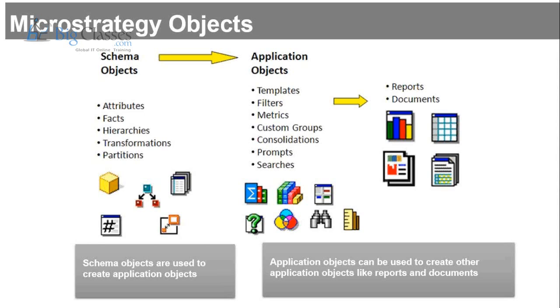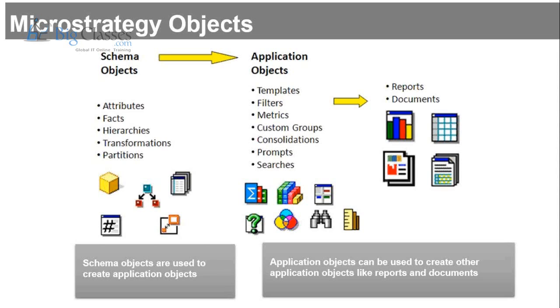Whenever you start working on a MicroStrategy project, the first thing that you're going to do is create all the required schema objects. You have attributes, facts, hierarchies, transformations, importing tables, everything. These are all schema objects, and these are the first things that you're going to create in a project.